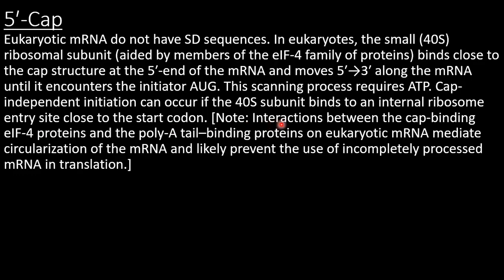Now, note interactions between the cap-binding eukaryotic initiation factor 4 proteins and the poly A tail binding proteins on the eukaryotic messenger RNA usually mediate the circularization of the messenger RNA, and this will prevent the use of incompletely processed messenger RNA in translation.